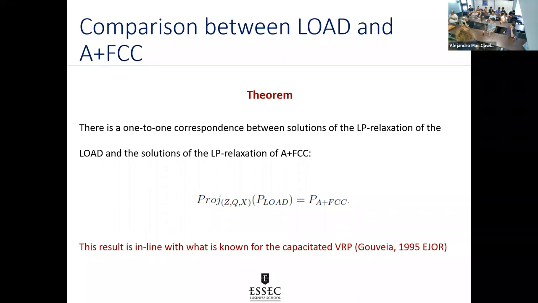This result is consistent with what was already proven years ago for the VRP in this paper, but was never proved for the IRP, in which you have additional variables, specifically continuous variables, which makes a lot of difference. And also you have the time dimension. So we proved that. Now, what does it mean? What are the consequences of these results?